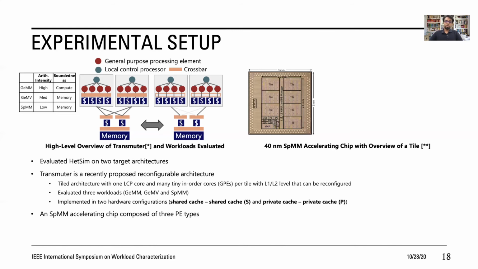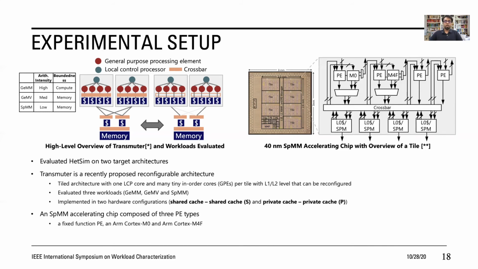The second target is an SPMM accelerating chip that uses three kinds of processing elements: a fixed function PE, an ARM Cortex M0 processor, and an ARM Cortex M4F processor. We focus on the first system in this work for demonstrating the efficacy of HetSim and use the second system for validation of HetSim against real silicon. Finally, we evaluate HetSim on a 32-core AMD Threadripper machine with 128 gigabytes of main memory.